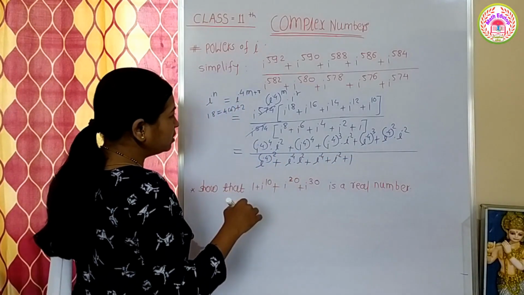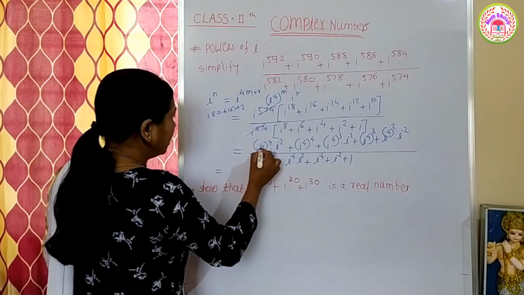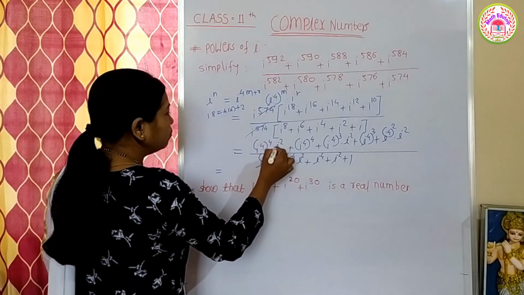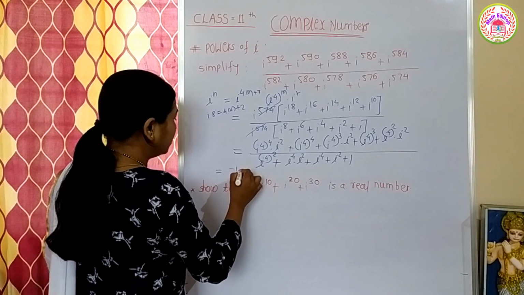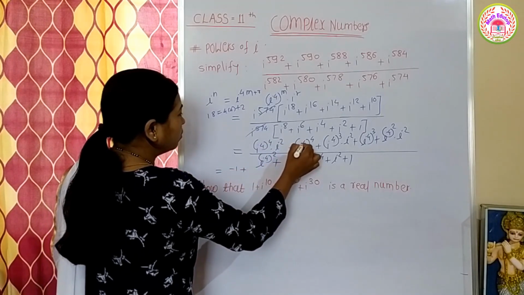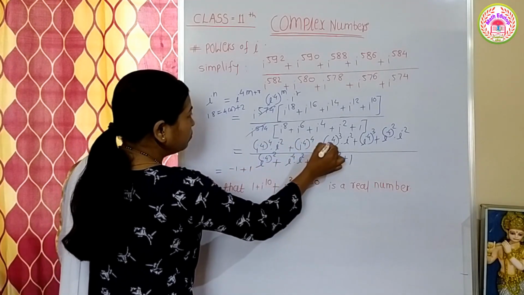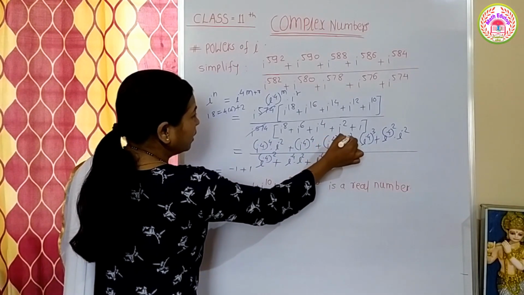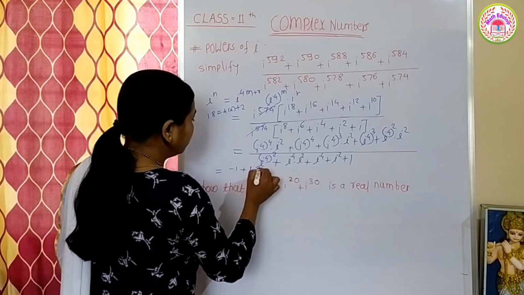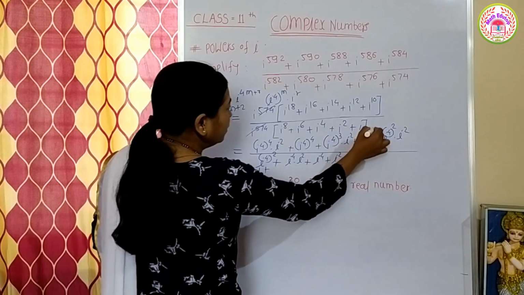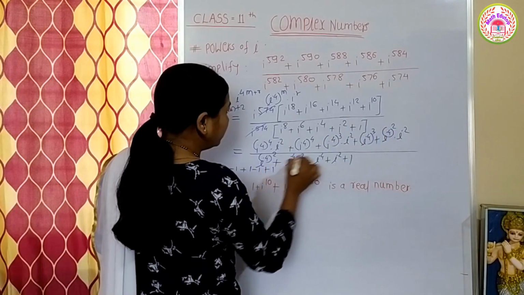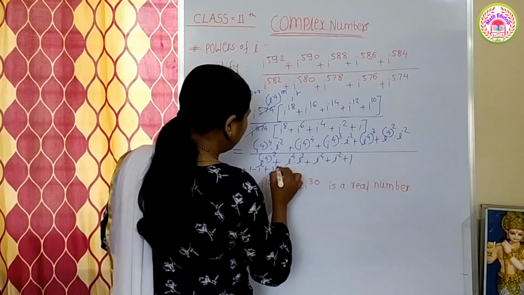Let's simplify this term. Therefore, this i raised to 4 is 1, i raised to 4 is 1, then i square means minus 1. Then here i raised to 4 raised to 4 is 1. Next i raised to 4 raised to 3 is 1 and i square means minus 1. Okay. Next is completely divisible by 4, that is 1. Next this has 1 but this has minus 1.